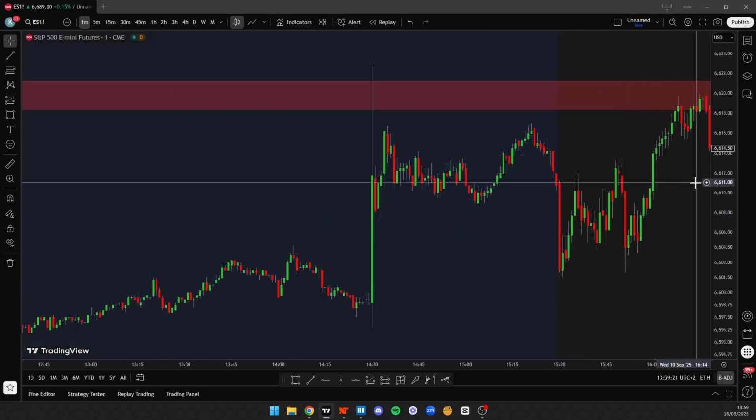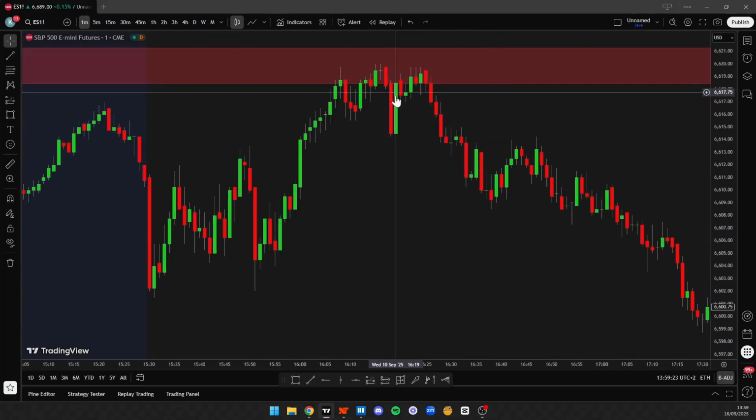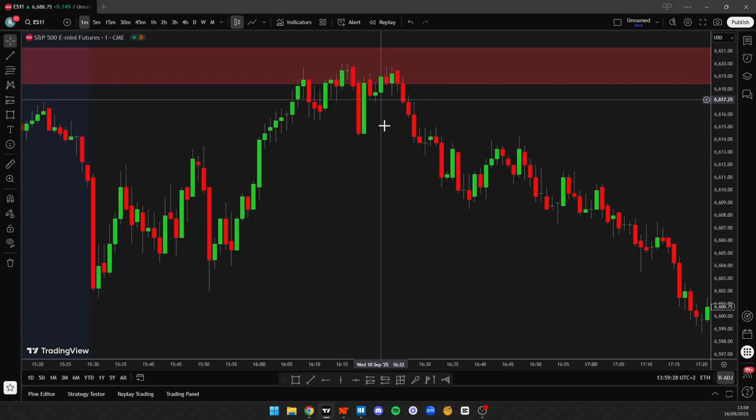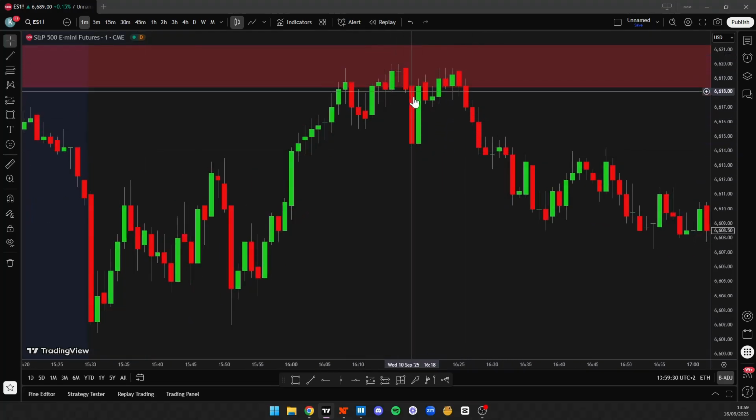So here, for example, you can see we had a break of structure. We do have an M1 double top, well, even triple top, right? Or quadruple top, if you want to call it. And once you see that break of structure, then we can also look at the structure.